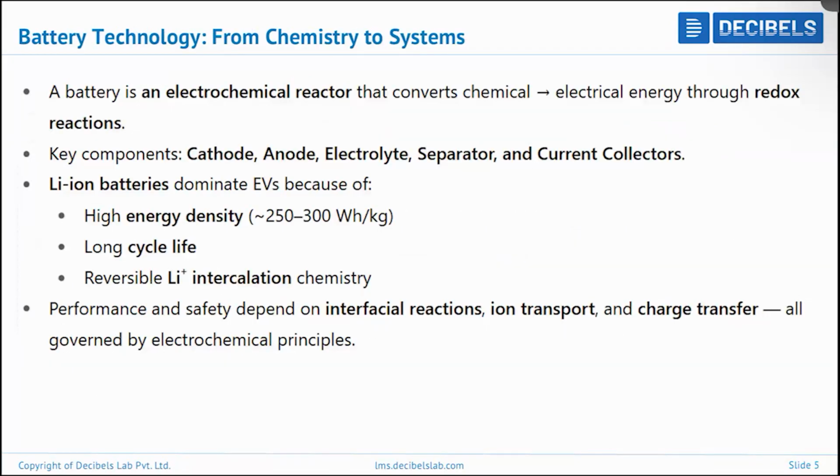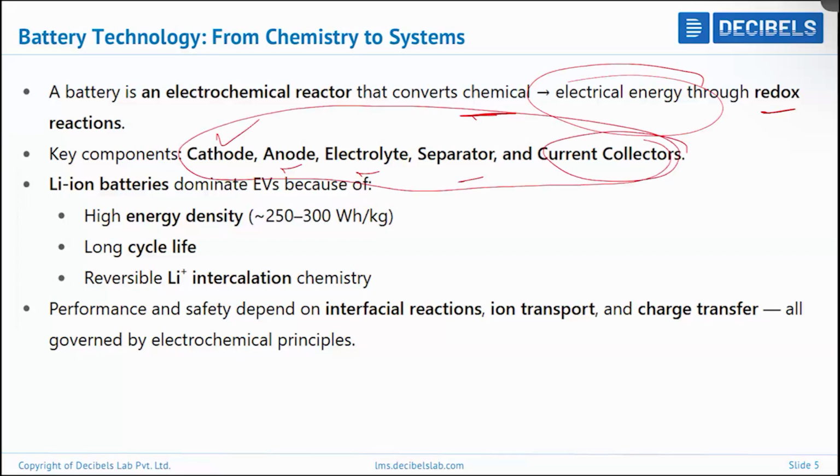With this background, let us move to the battery systems. We know that a battery is an electrochemical reactor that converts chemical energy into electrical energy through redox reactions, which has important components like cathode, anode, electrolyte, separator, and current collectors. It's made up of various components that we came across in my previous bootcamp, where I covered the materials used in the cathode, anode, electrolyte, separator, and current collectors, their characteristics, their structure, and the crystal chemistry in detail.